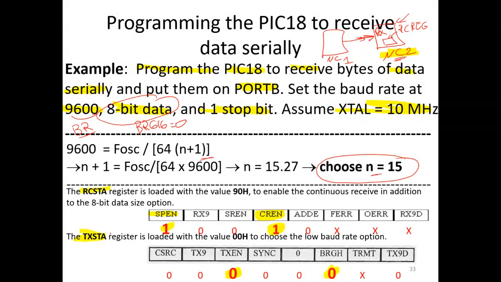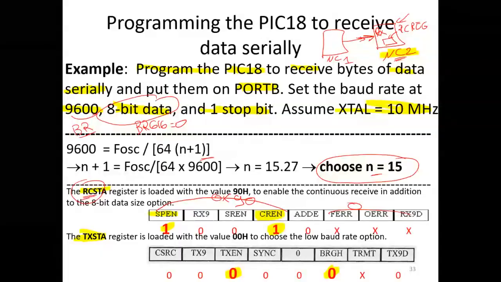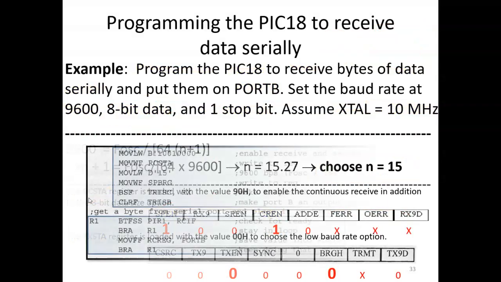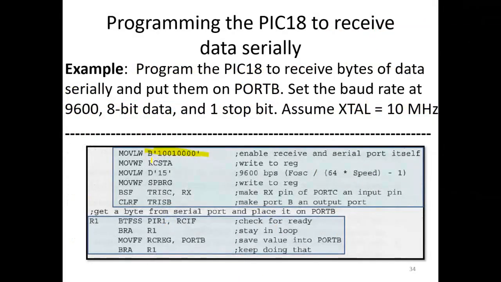Now for the configuration, BAUDCON is 0, TX status is 0, and for the RC status we have to load the value 0x90. We will have 1 plus 8 and 9, and here 0. So 0x90 is the value of the RC status. Once we have done with the configuration, you just have to wait for the flag to be 1. If the flag is 1, we can read the data from the RC register and send it to port B. So this is the configuration. We are giving the value of the RC status, and the value of the serial port baud rate generator. We are reading from RX, so this bit should be input, and we are sending to port B, so port B should be output.